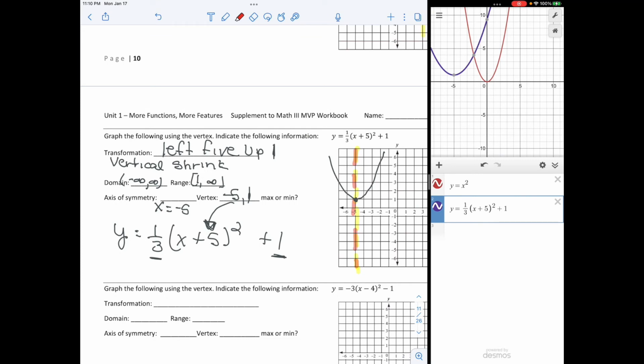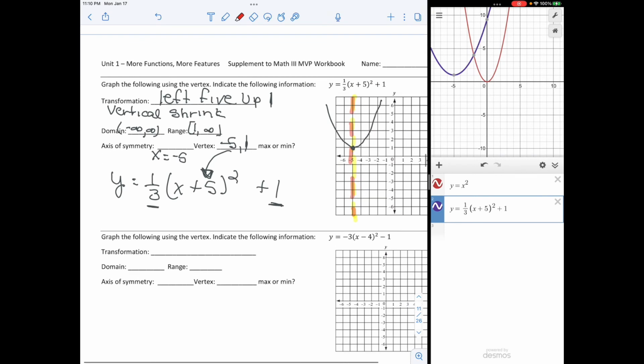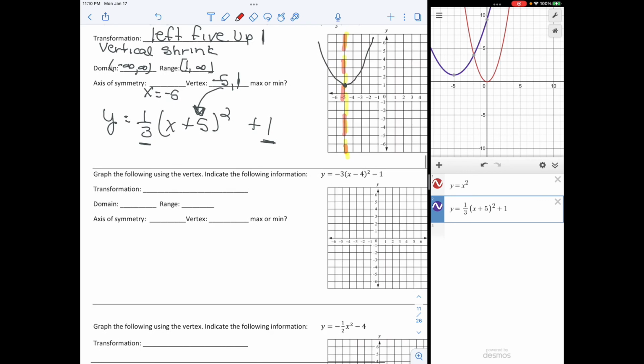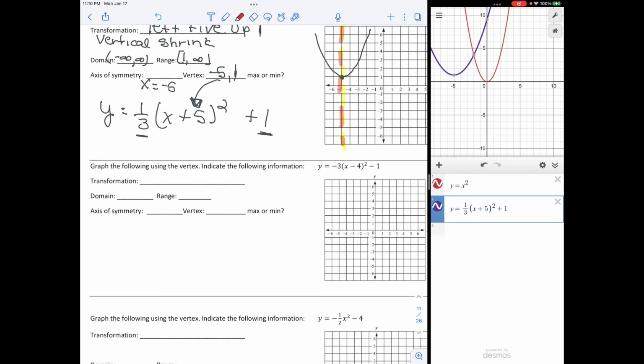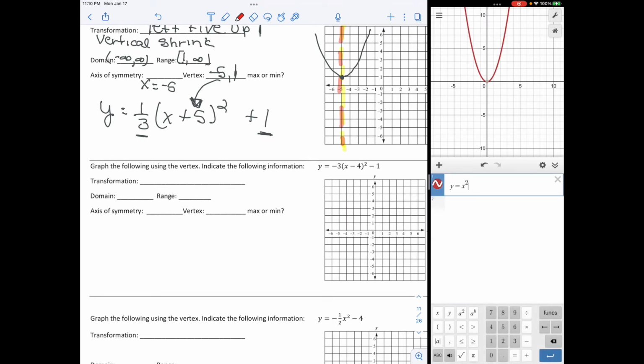So what I would like for you to do is pause the video and tell me the transformation. What is the domain, the range, the axis of symmetry, the vertex? Okay? Pause the video and come back and we'll talk about it. Okay, boys and girls, welcome back.